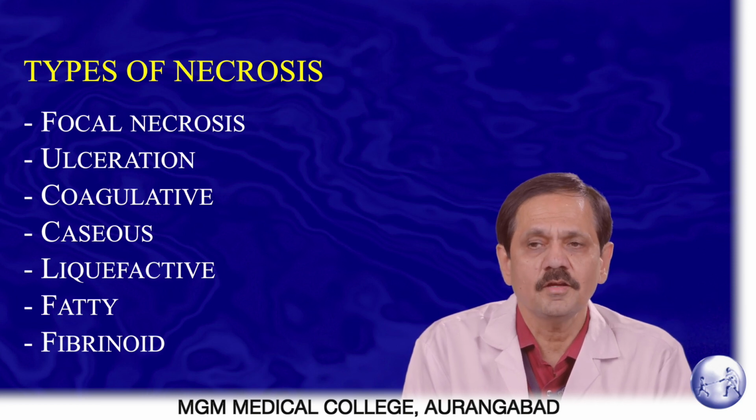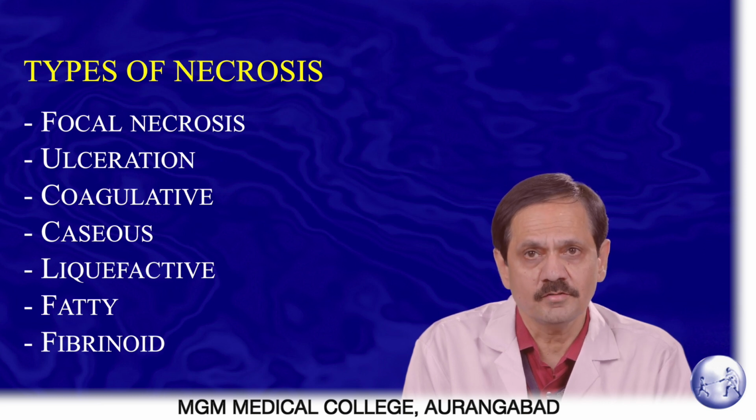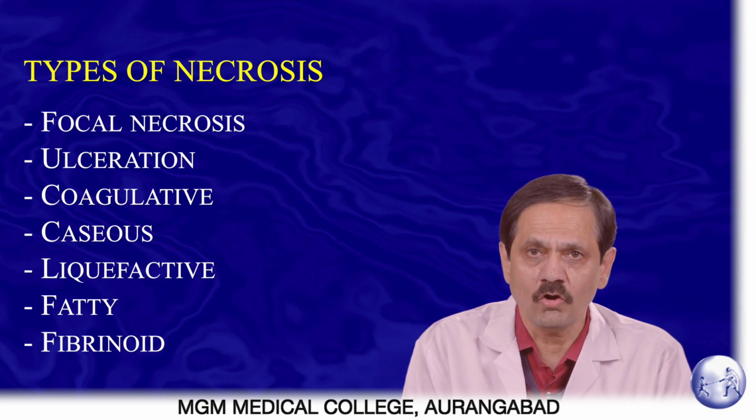Now, we will see what are the types of necrosis. The type of necrosis depends upon the morphology, the causative agents, and whether hemorrhages are present or not.